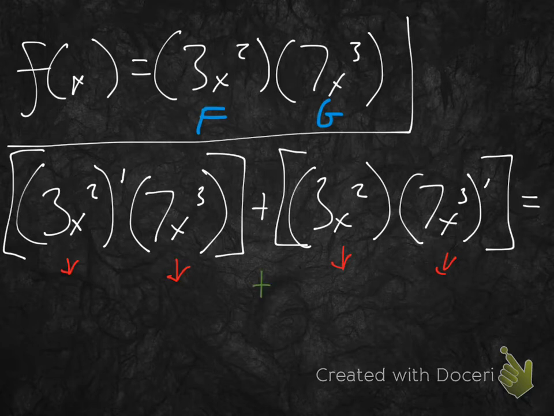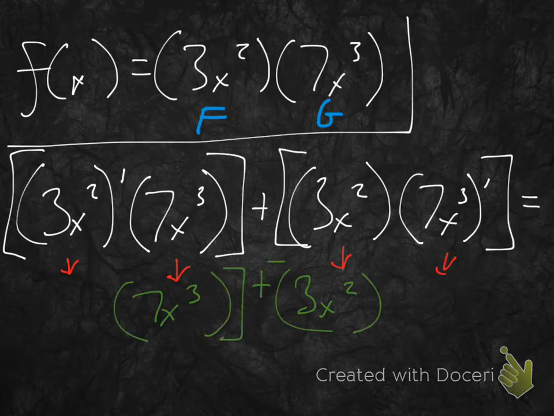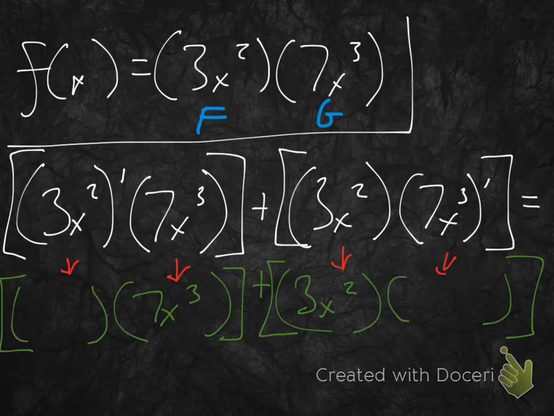We're going to have the plus sign here. All right, 7x cubed is the same. 3x squared is the same. Now, what are these terms going to be? (3x squared)'. Well, we're just going to use the power rule here, which says the derivative of x to the nth power is equal to n times x to the n minus 1. So we're going to multiply 2 by 3.